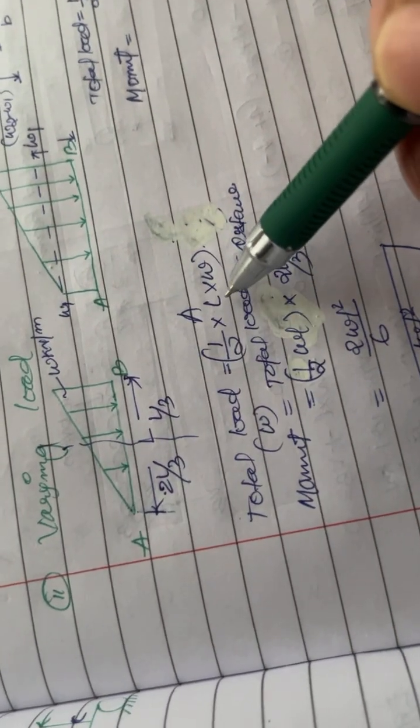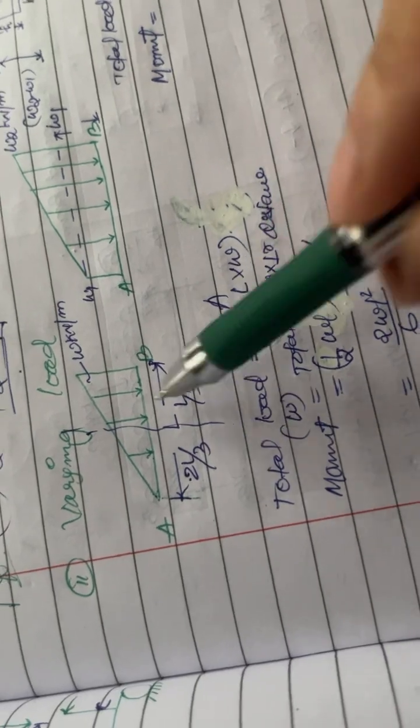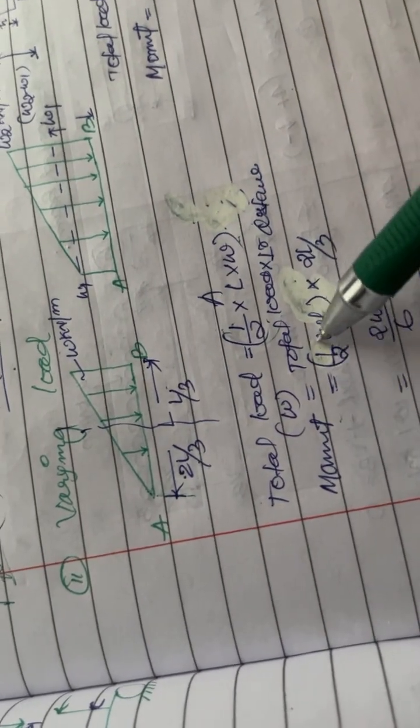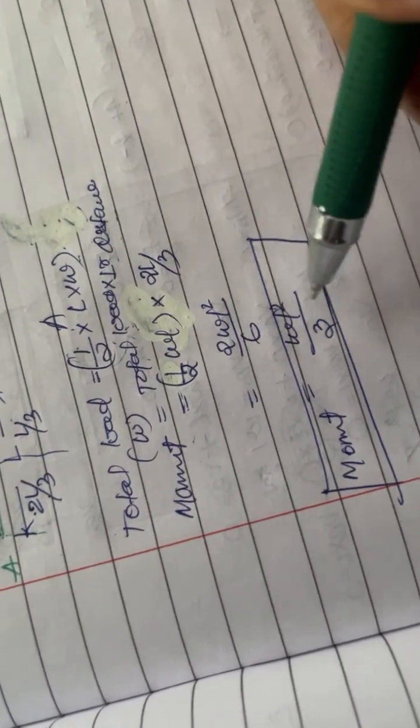Total load equals to half into this. My total load is going to be my area, isn't it? Half into base into height it is, and the moment is going to be total load into the perpendicular distance. Total load is this, and the perpendicular distance will act 2L/3. So from here it's going to be 2WL²/3.